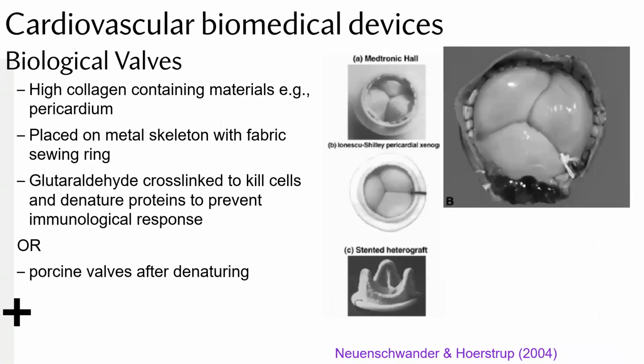And then we have the biological valves. And as I mentioned, the good thing about these is that they actually don't need anticoagulants. They're able to behave like normal tissue in the heart. They have very high collagen content. That's why they're extracted from the pericardium of these animals. And they are usually, again, placed on a sturdy mechanical fixture, such as a metal or polymeric skeleton, as you saw in the images, or you can see here actually.